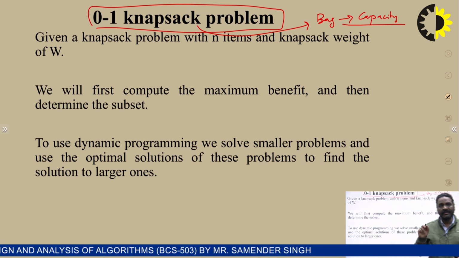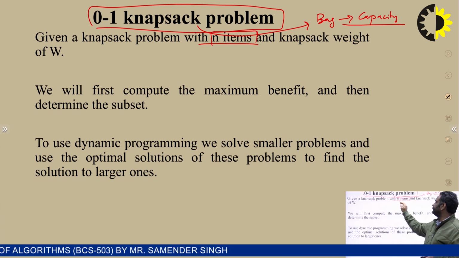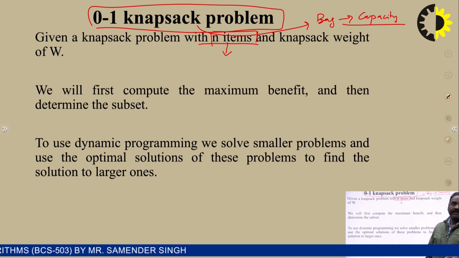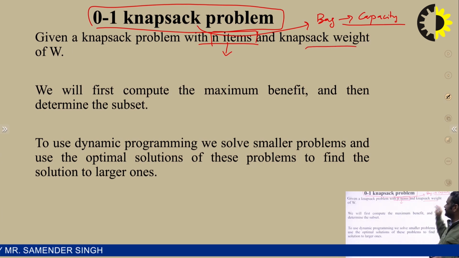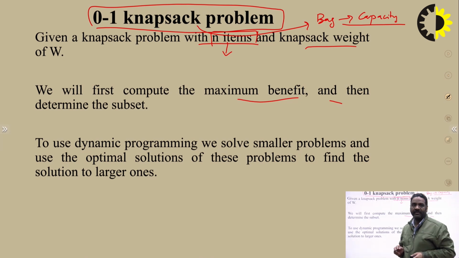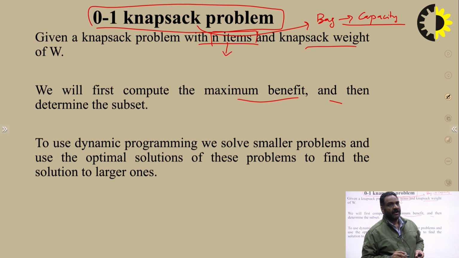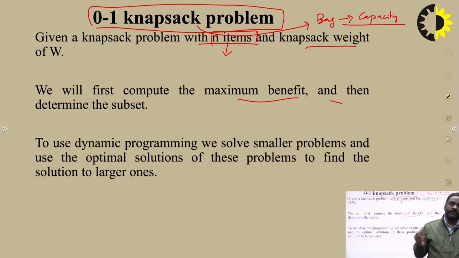So in the knapsack problem, we are given n items, 1 to n, and each item has its own weight. We will first compute the maximum benefit and then determine the subset. It is a problem where we have to include a number of items among the given items, and the problem is to include those items that will give the maximum benefit. So this is all about the knapsack problem.